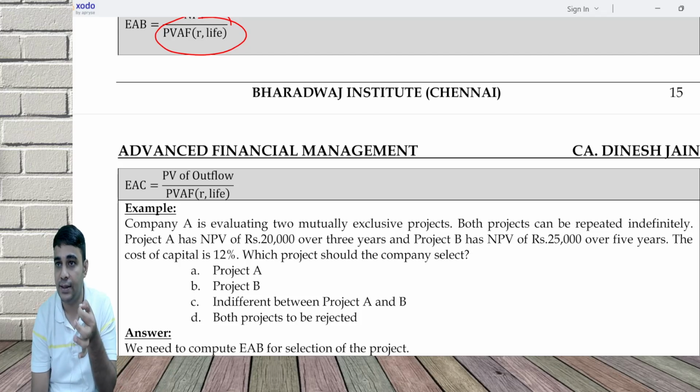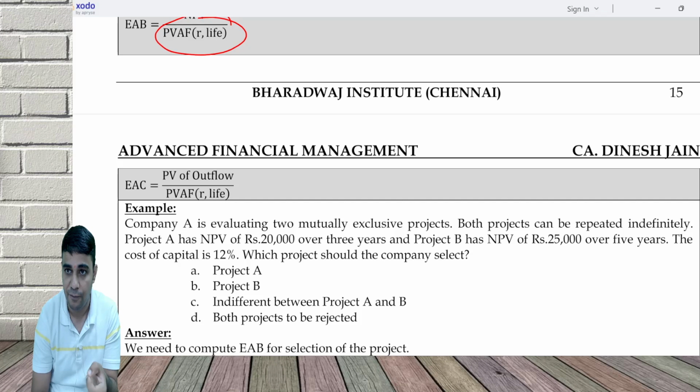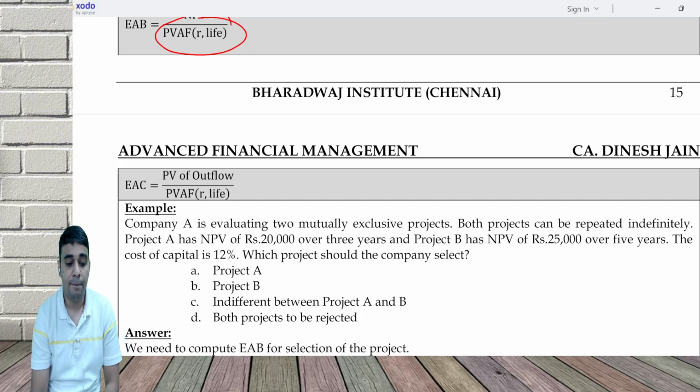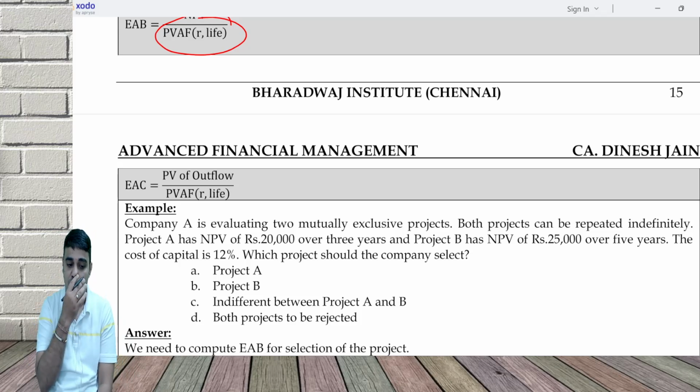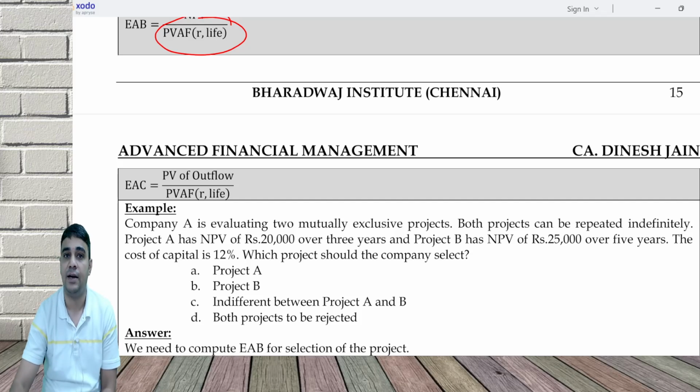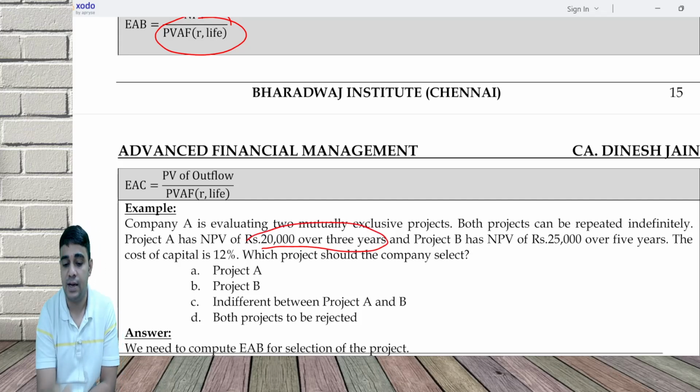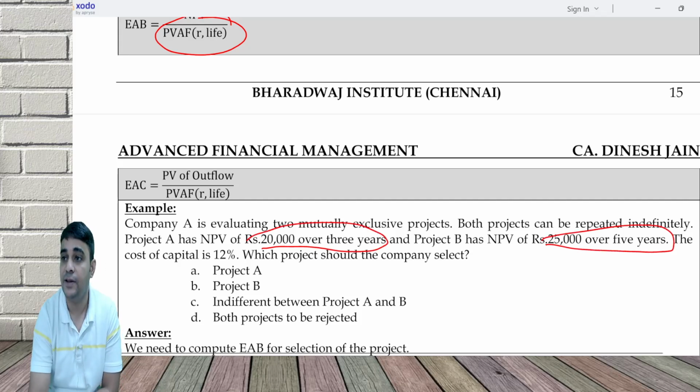Select the project with higher equated annual benefit or lower equated annual cost. Example: a company is selecting between two mutually exclusive projects, and both projects can be repeated indefinitely. What is repeated indefinitely? EAB or EAC assumes this. Project A earns 20,000 in 3 years, and project B earns 25,000 in 5 years.